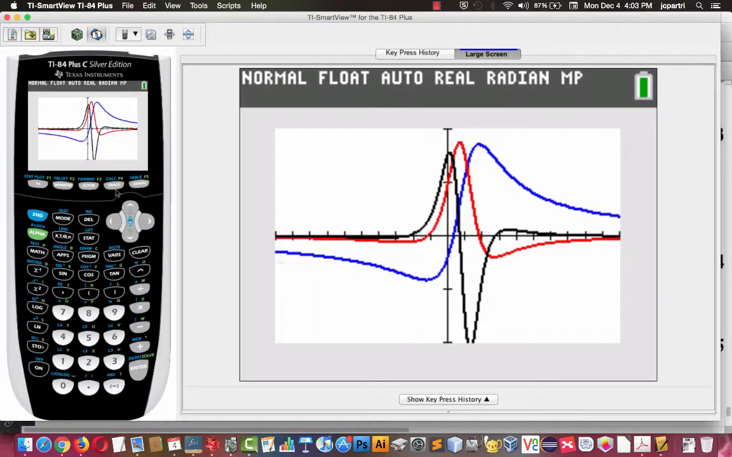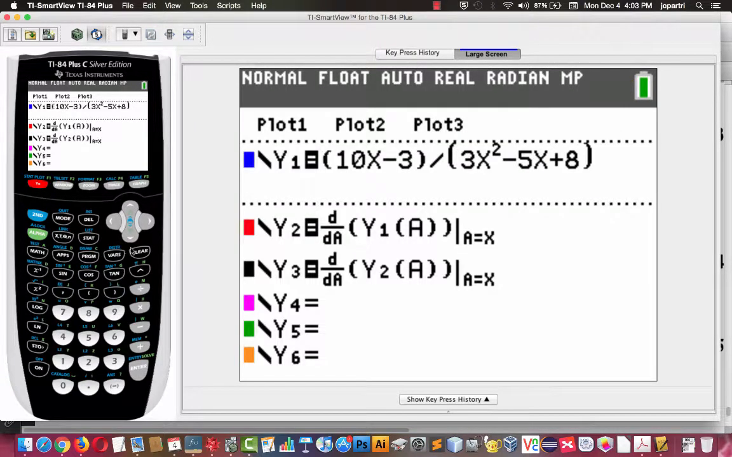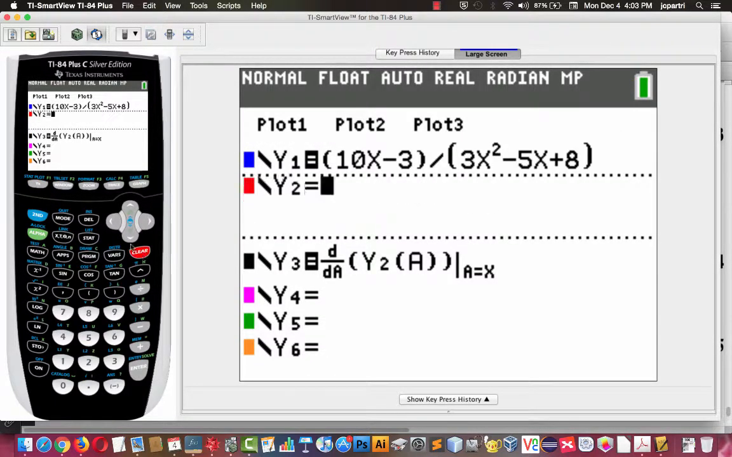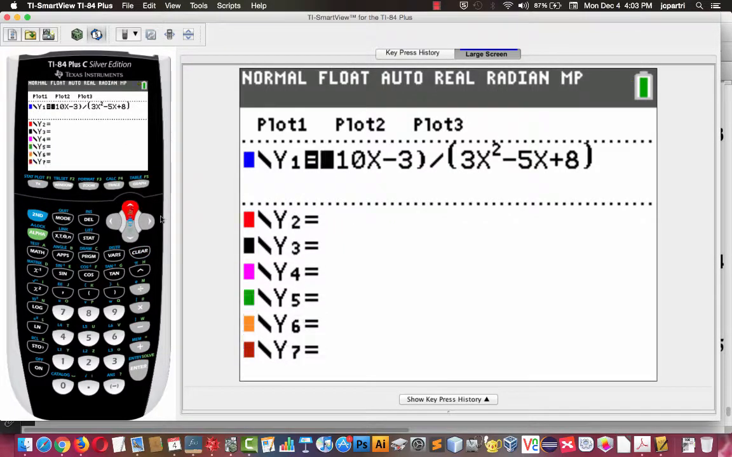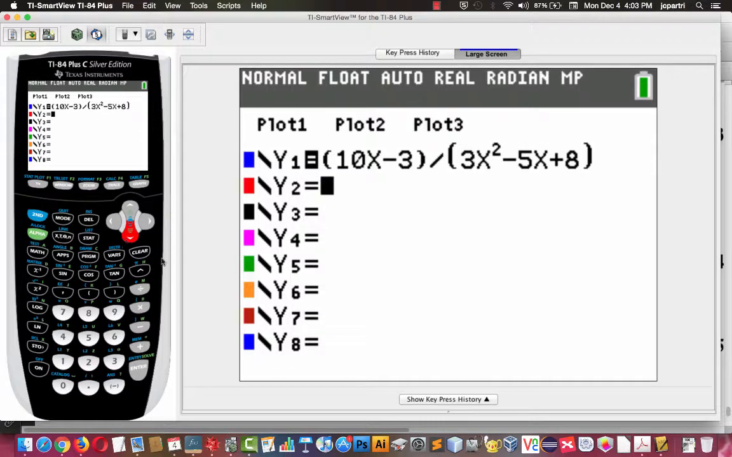Okay, so how did I get this thing to work? Well, let's go ahead. I'm going to clear out y2 and y3, and I'm just going to show you y1. Here's the function in question. 10x minus 3 is the numerator. The denominator is 3x squared minus 5x plus 8. Okay, how do I graph the derivative along with that?